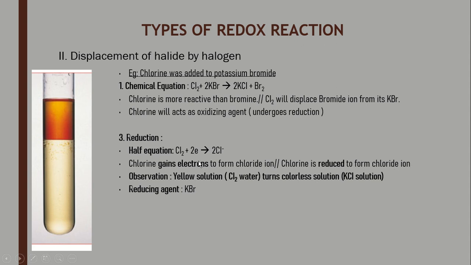So observation tengok. Okay, chlorine Cl2 is a halogen. So halogen ada color kan. So biasanya warna yellow. After reaction it becomes halide solution. So halide tak ada color to become colorless solution. Very easy, right? Okay, so di sini KBr will act as a reducing agent.